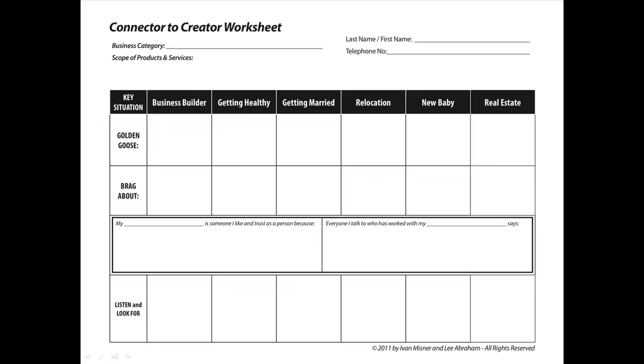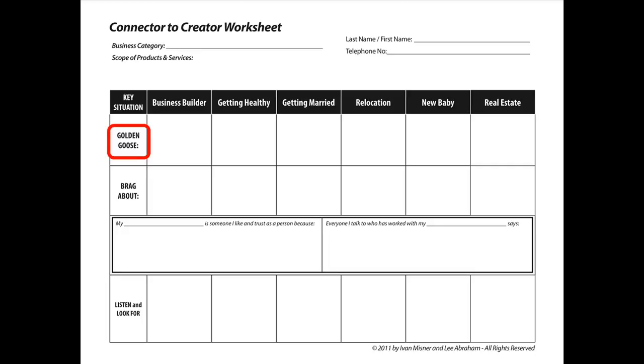Once we've used the matrix to identify your top key situations, we then go to the Connector to Creator worksheet to identify your most likely Golden Goose referral sources. In the Power Team Certified program, we have a drill down webinar for each of the contact spheres, and we go through all 36 Connector to Creator worksheets that we have completed for each of the business categories on the 6 contact sphere diagram.